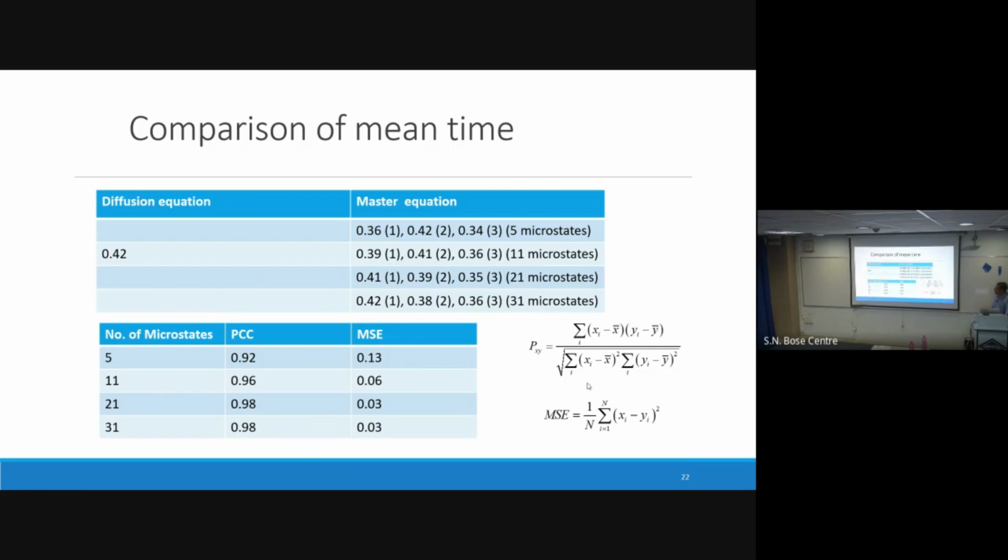However, if one compares not just the mean time but the shape of the distribution, then two options come up: one is the Pearson correlation coefficient, another is the mean square error. If the Pearson correlation coefficient is 1, then the two data sets, two plots, are fully correlated, and if it is 0, they are not correlated. For the mean square error, if the two data sets are the same, then the mean square error will be 0. We see that from 5 to 11 to 21 to 31, the Pearson correlation coefficient goes towards 1 and saturates for 21 to 31.